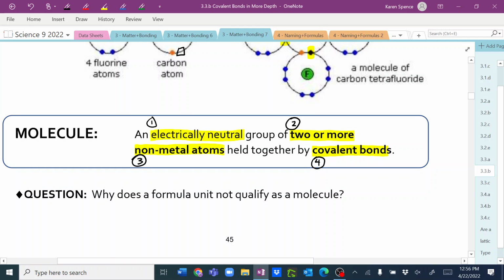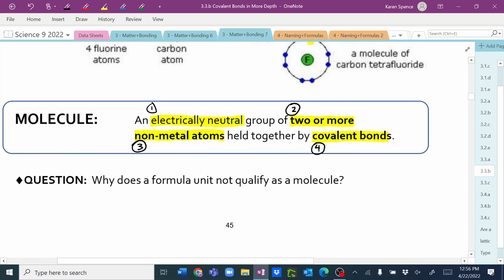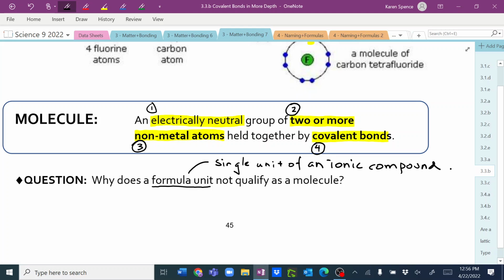Why does a formula unit not qualify as a molecule? Now, first of all, what is a formula unit? Do you remember? It's a single unit of an ionic compound. So we just defined molecule, and we said there's 4 parts to that definition.